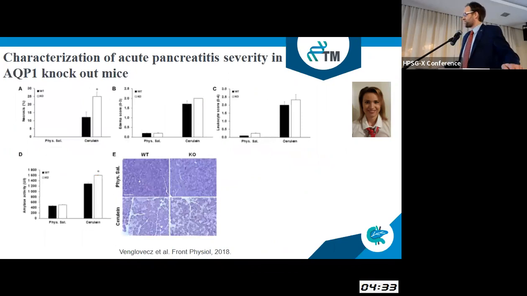We've also tested the severity of acute pancreatitis in these animals. As you can see, administration of cerulein induces pancreatic damage, and this pancreatic damage was markedly larger in the case of Aquaporin 1 knockout animals.